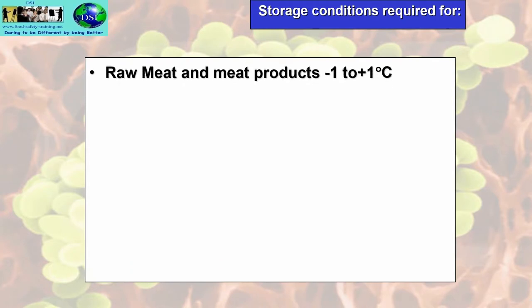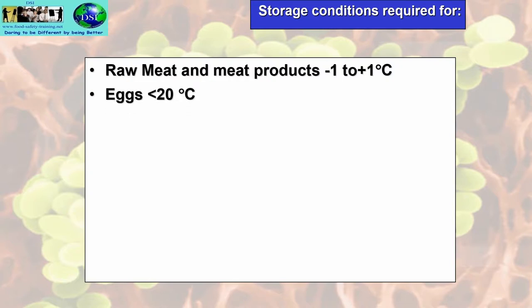Storage conditions required for raw meat and meat products. These must be held at minus 1 to plus 1 degrees C. Eggs, less than 20 degrees C. There is no requirement these days for eggs to be refrigerated. In fact, when you're using them in the kitchen, it's far better when they're at room temperature.